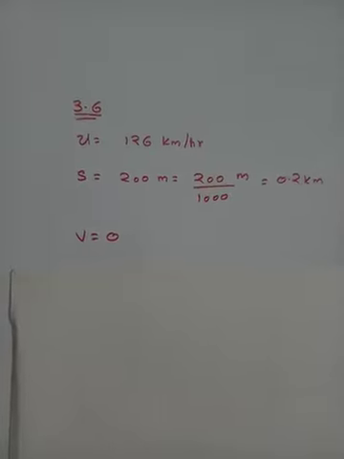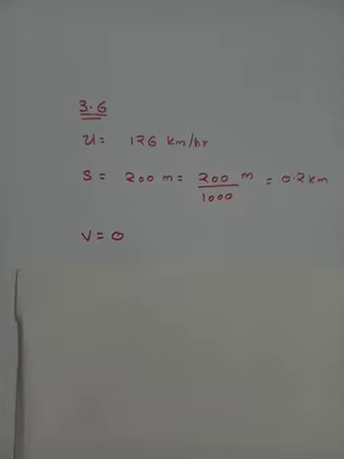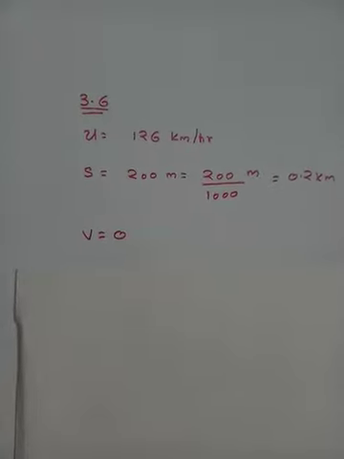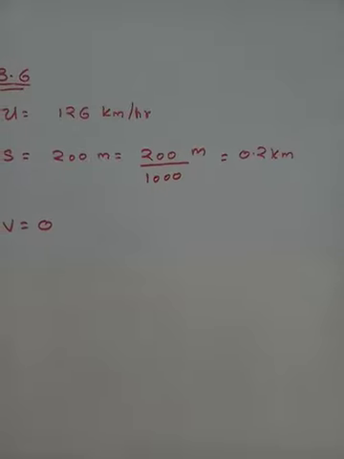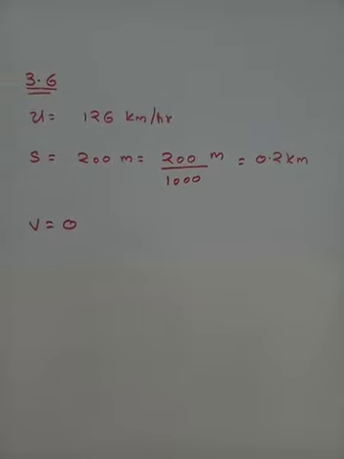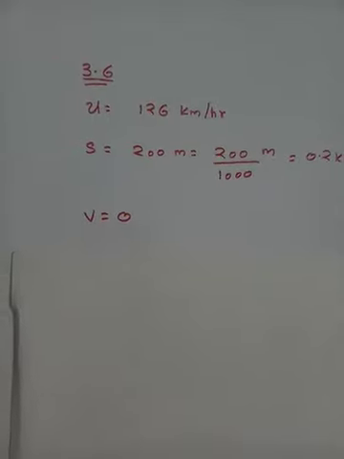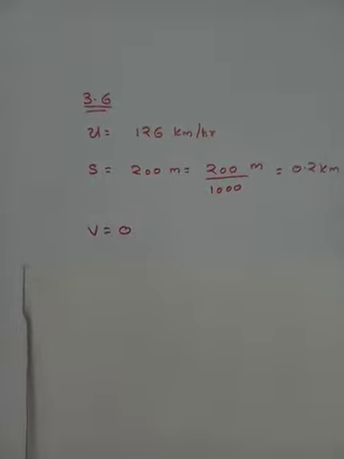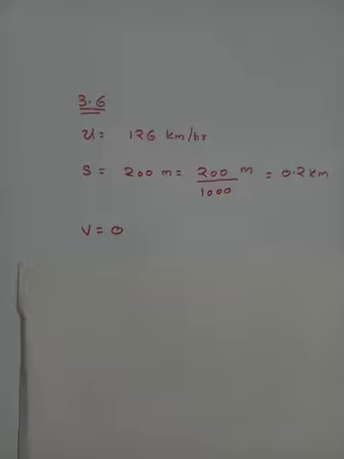That means at 126 kilometers per hour something is moving. The brakes are applied, and after the brakes are applied, it still takes a stopping distance of 200 meters, or 0.2 kilometer. And because after this motion the body comes to rest, the final velocity of the object is 0. This is the data you will get from the question.